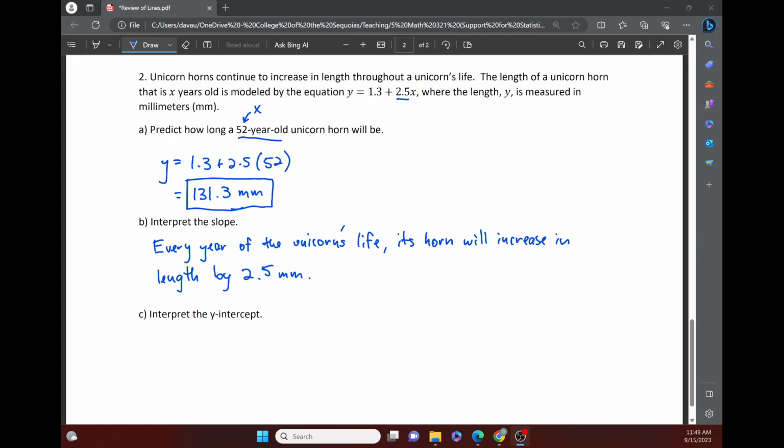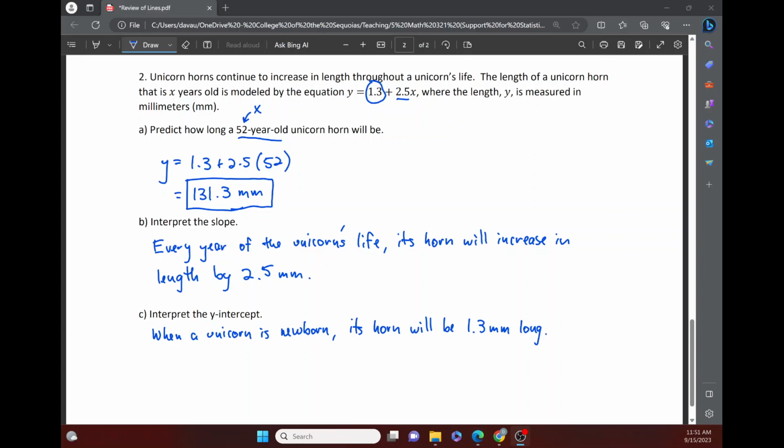Part C then asks us to interpret the y-intercept, and once again, I'm going to ask you to pause the video and see if you can write down an interpretation. So just remember, the y-intercept is, in this case, this number, but it represents what we would get if we plugged in 0 for x, right? So think about what it would mean to plug in 0 for x in this case, and then use that to interpret the y-intercept. So go ahead and give the video a pause, and then I'll come back and write out my interpretation.